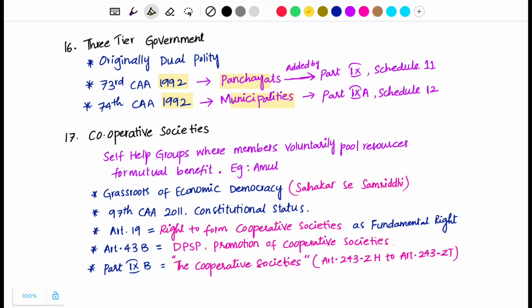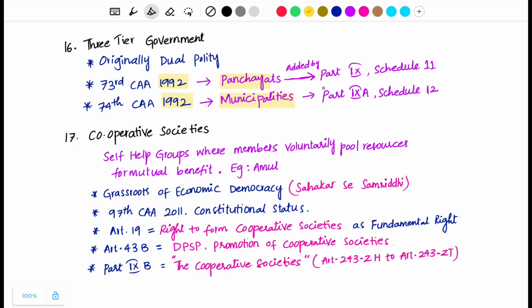The Panchayats come first, so 73. The municipalities are the newer versions, so 74. They were made at the same time, but for the sake of understanding, I am reading it out in a different manner. The 73rd Constitutional Amendment 1992 is in regard to the Panchayats. The 74th Constitutional Amendment Act 1992 is related to municipalities, friends.